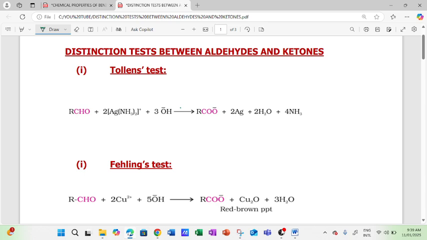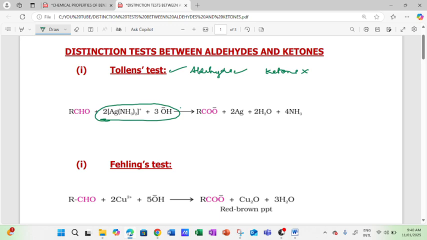So let's start with the first test, which is the Tollens test, or Tollens reagent. Tollens reagent is ammoniacal silver nitrate. This is how we represent ammoniacal silver nitrate in a chemical reaction: [Ag(NH3)2]+ plus OH minus. And this test is applicable only for aldehydes. Only aldehyde alone gives this test. It will not be for the ketone. So ketones do not undergo the Tollens test.